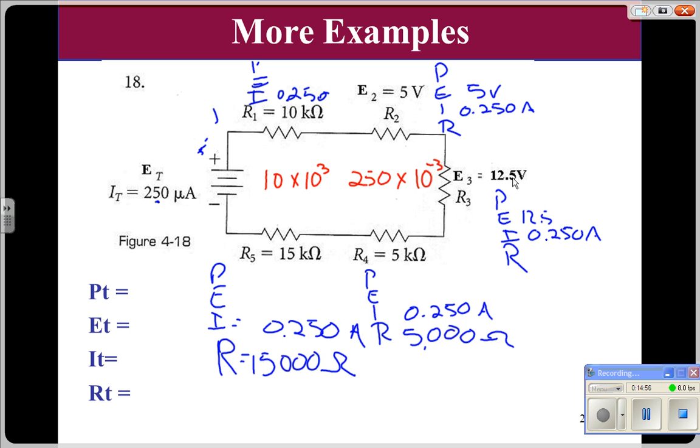Now, what happens if we have 10 to the minus third times 10 to the third? 10 to the 0 is what? 10 to the 0 is 1. Okay? So we simplify this thing out with engineering notation to say it's 10 times 250. You know what? I think I can figure this one out. I bet it's 2,500. What do you think? Everybody agree with that?